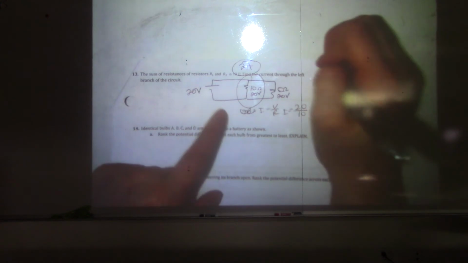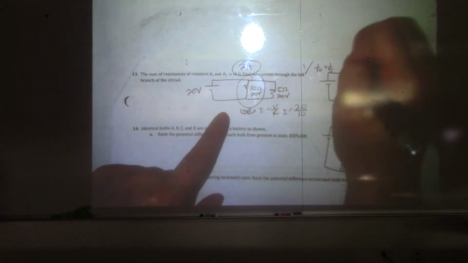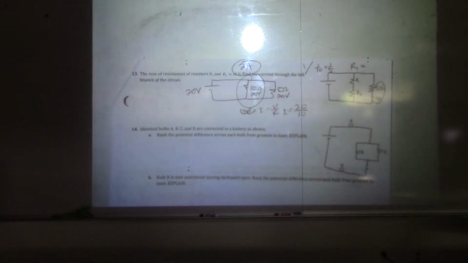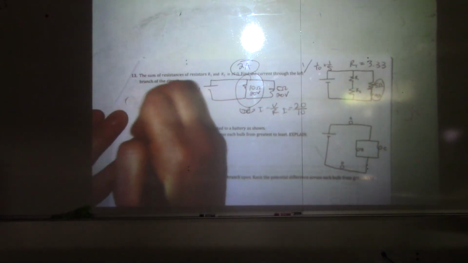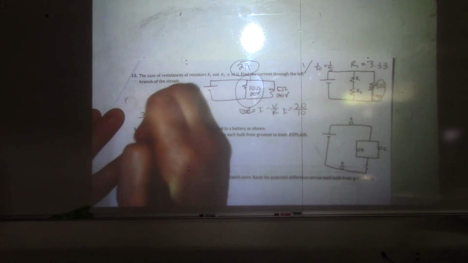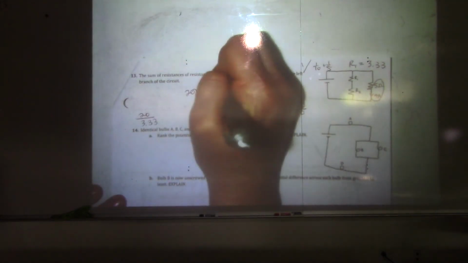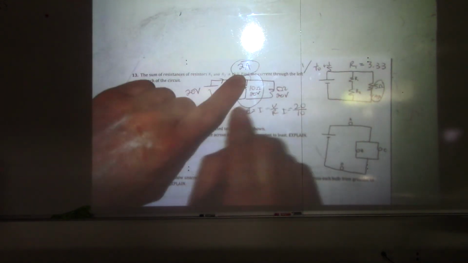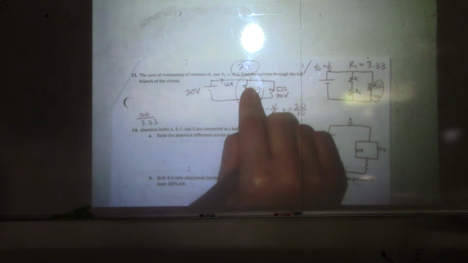Other people found R total by doing the 1 over 10 and 1 over 5 and 1 over that. That's totally fine. You get R total. I didn't do it that way, so you get R total is 3.33. Then you would do total current is total voltage over total resistance, and you get a total current of 6. And then if you have 6 amps coming here and you know 4 went this way, then you must have 2. That's the other way to get the missing 2.